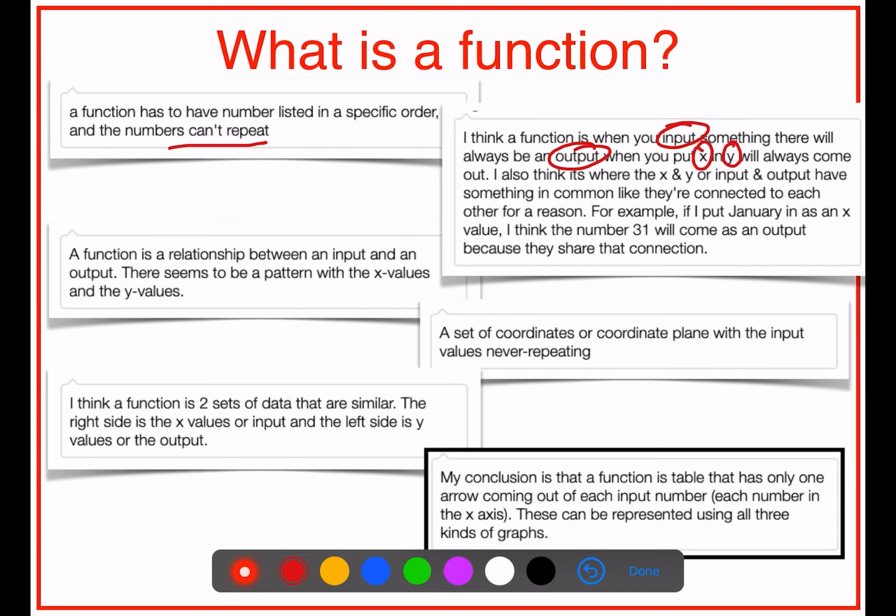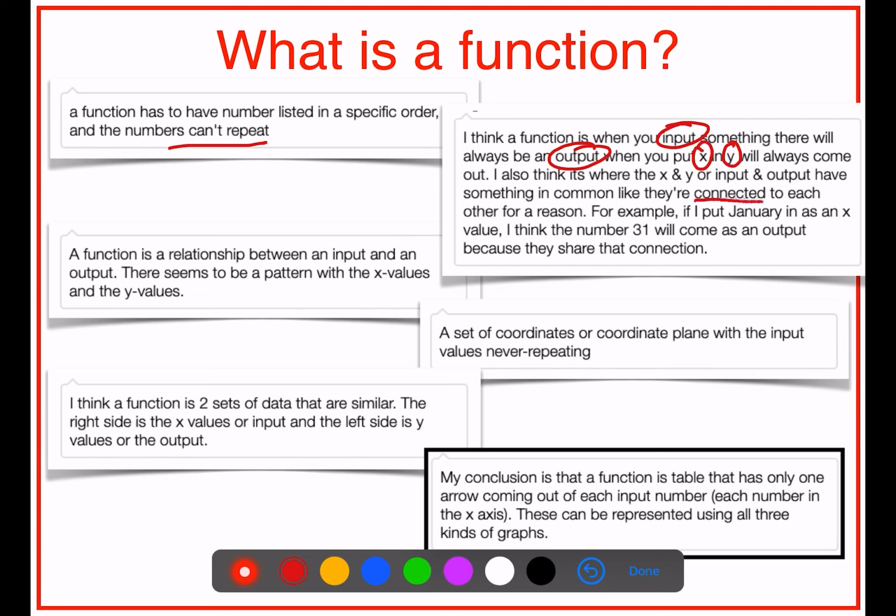I also think it's where the X and Y or the input and output have something in common, like they're connected to each other for a reason. For example, if I put January in as an X value, I think the number 31 will come out as an output because they share that connection. I loved the vocabulary use that was in this definition. I love that we're trying to make connections between the inputs and outputs.